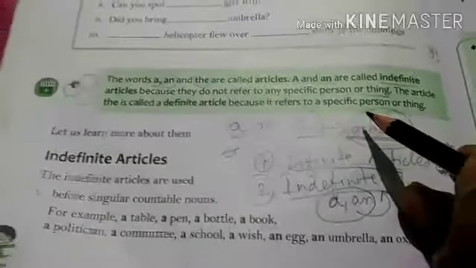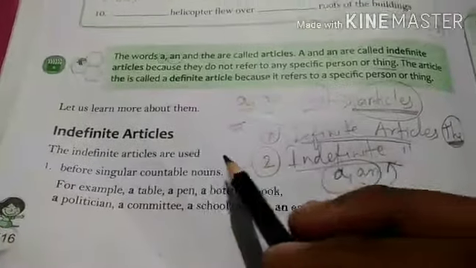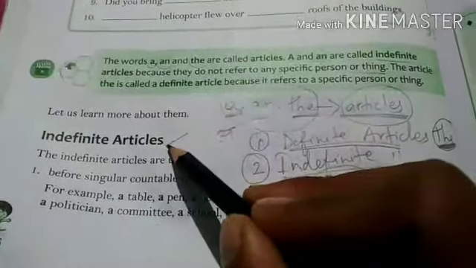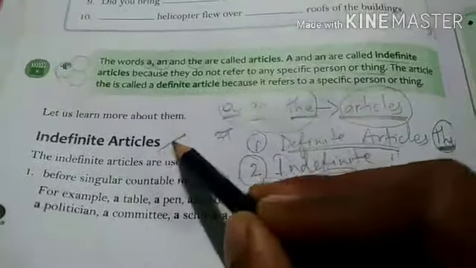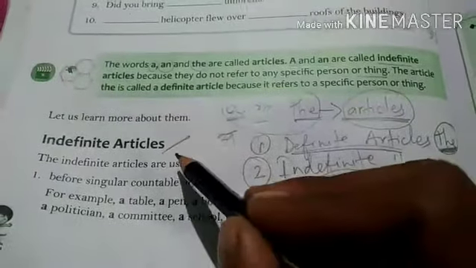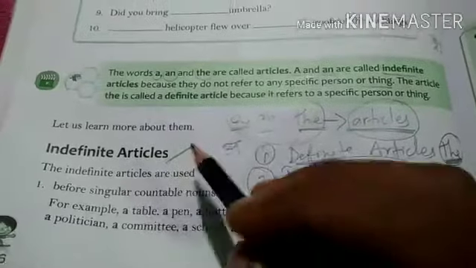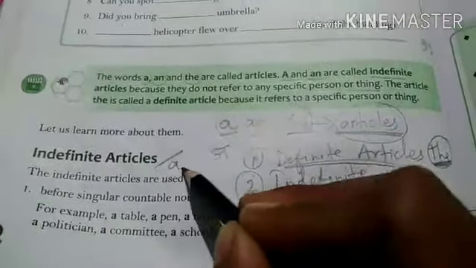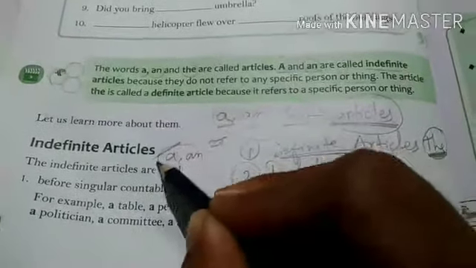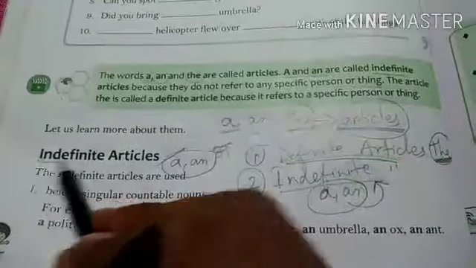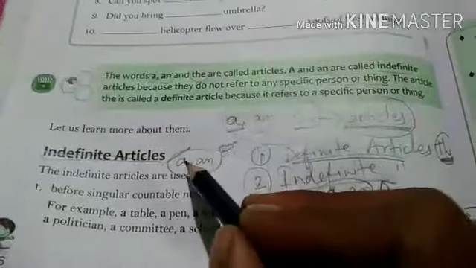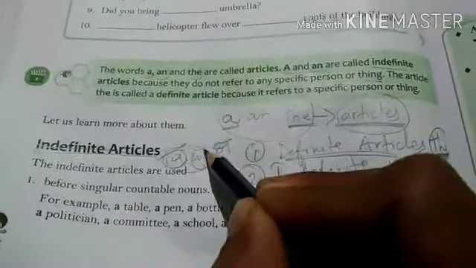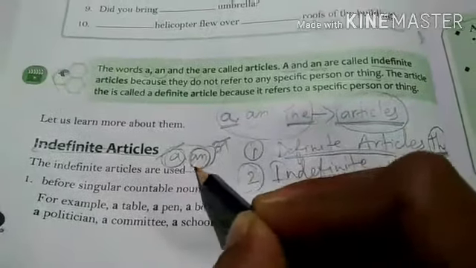Okay, so now we will move ahead with more discussion and understanding about indefinite articles, as we have come to know that the indefinite articles are a and an. So here, in these indefinite articles, we'll understand the uses of a and an, how we use a and an in sentences before nouns or other words.